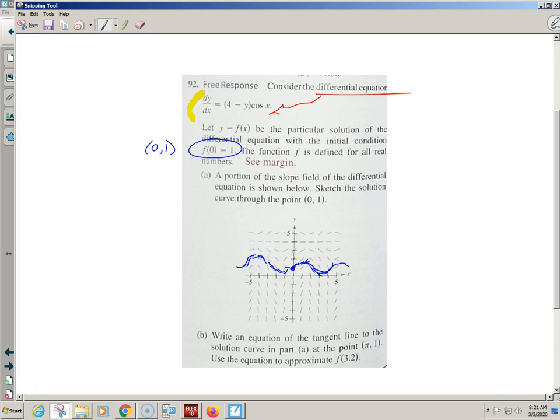Portion of the slope field of the differential equation. Sketch the solution, got it. But what's part B say? Hey, this is a lot like number 17 in your packet. You can go look at number 17 in your packet if you want. Isn't number 17 in your packet, part A and part B tell you to follow the flow, and then part C says something about a tangent line?